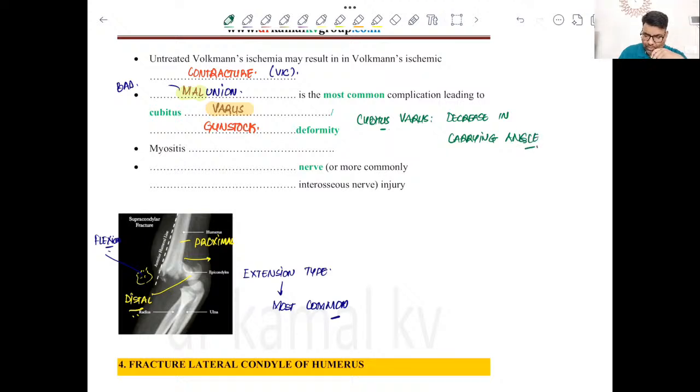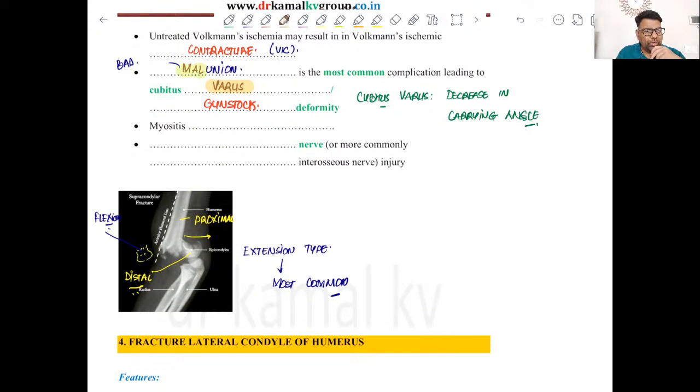So please remember this. Then sometimes there is possibility of formation of bony blocks, especially in the brachialis muscle, and that is known as myositis ossificans, right? This is particularly seen if there is a lot of manipulation in an attempt to reduce the fracture. So it is always said that don't manipulate too much, because that would lead to the possibility of myositis ossificans.